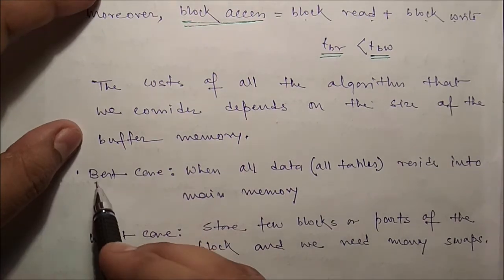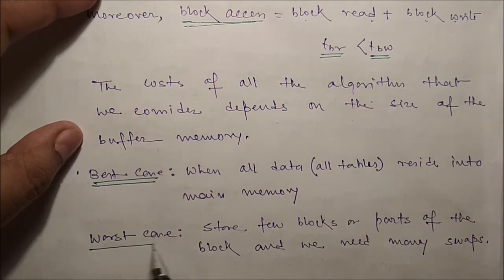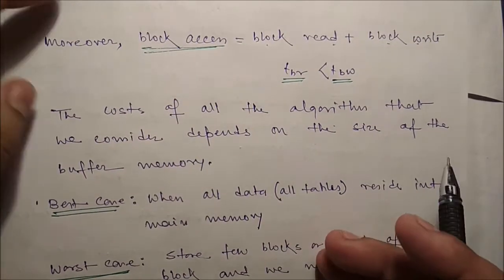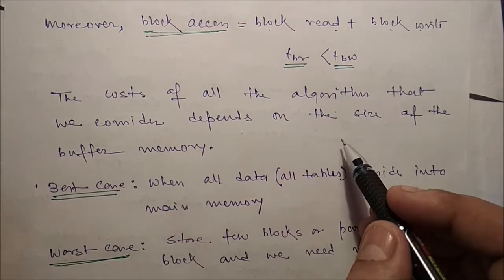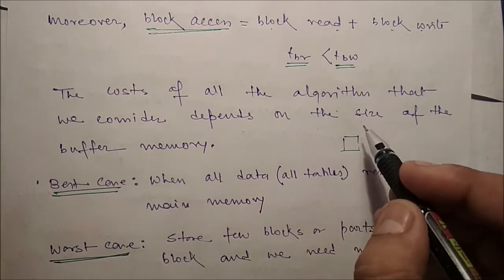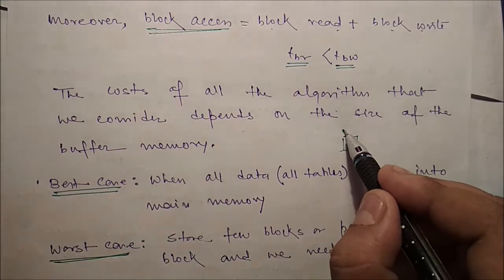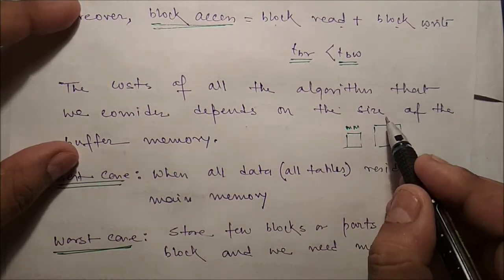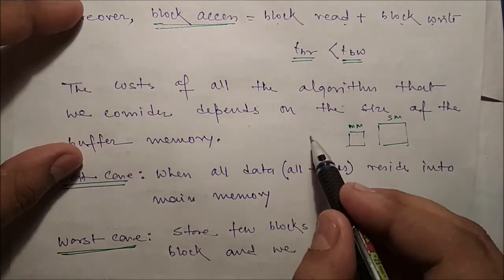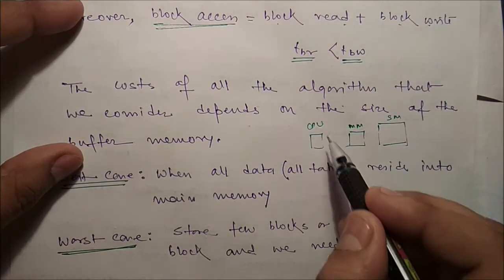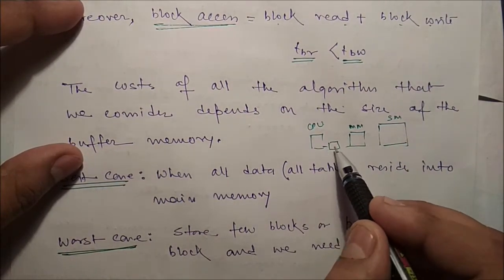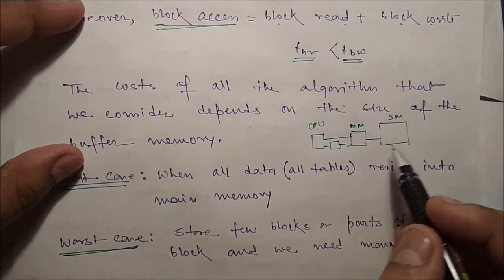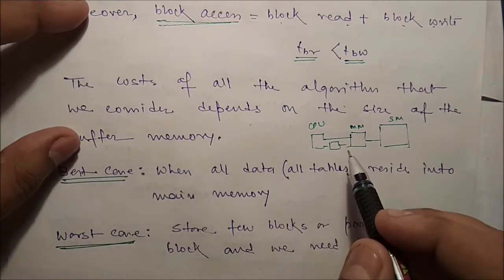Now there are two cases, the best case and the worst case. Already you know, in memory organization, say there is a main memory, a secondary memory, a CPU, and the cache memory. Are you getting this one? So this is what is called memory organization.